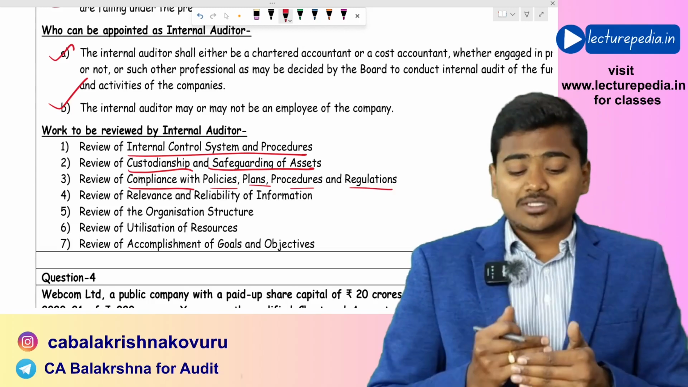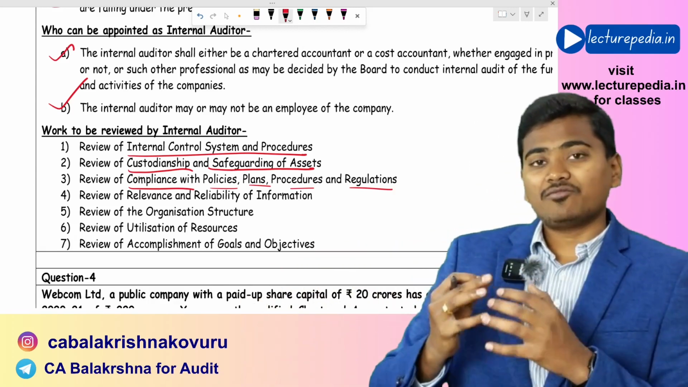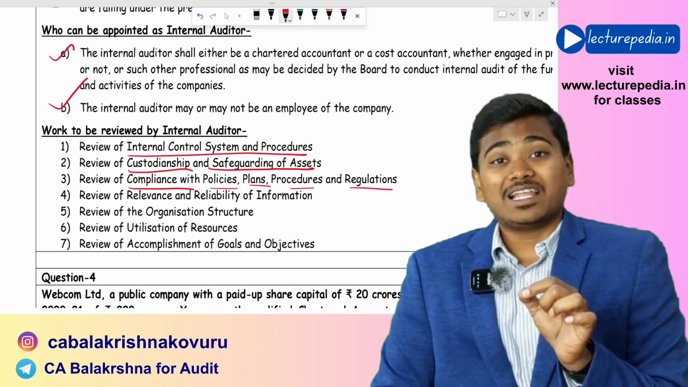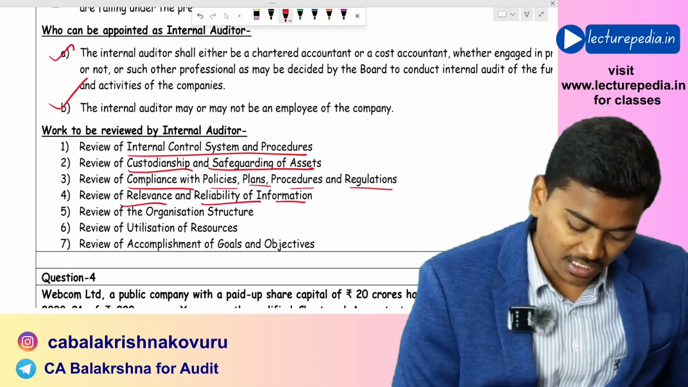And for the purpose of conducting this internal audit, he will receive various information from the management. He will review whether that information is reliable and relevant or not. So, relevance and reliability of the information.